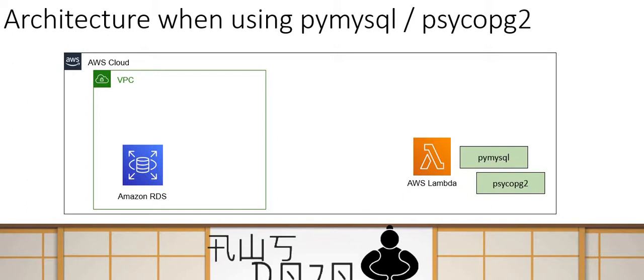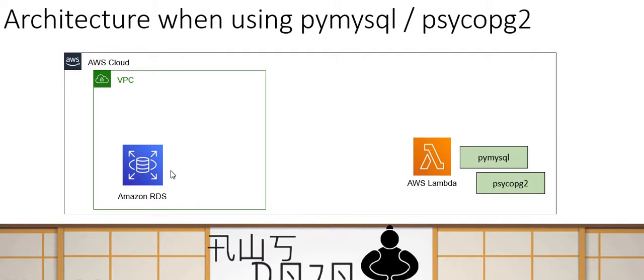And let me explain that part. So let's take an example: suppose you're going to use PyMySQL or Psycopg2 as the library. Suppose you have an AWS Cloud where in a VPC you are running an RDS, and then you have your Lambda function which is using one of these two libraries, and it wants to talk to the RDS.